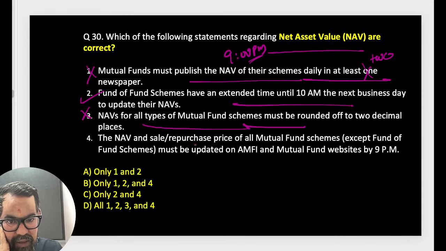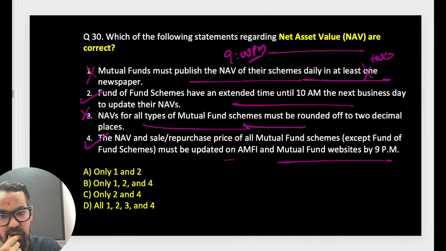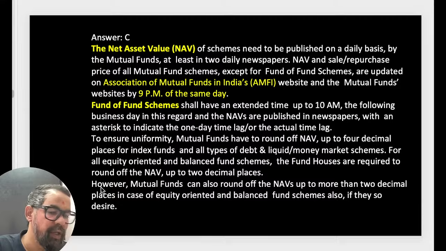NAV and sale purchase price of mutual fund scheme except for the fund of fund, this is mentioned here, this is true. So 2 and 4 means option C should be the right answer for this particular one, not D.